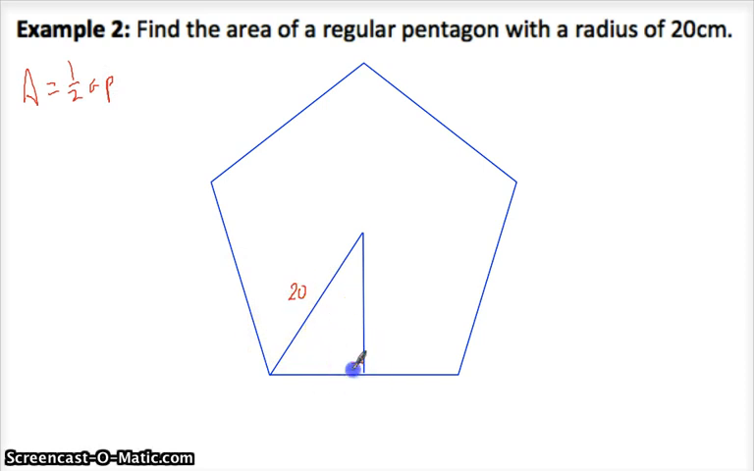Well, this is a regular pentagon, so I can figure out everything I need to know about this little triangle here. This little angle in here, there'd be 10 of these little triangles in the entire thing. So this is 360 divided by 10, which is exactly 36 degrees.